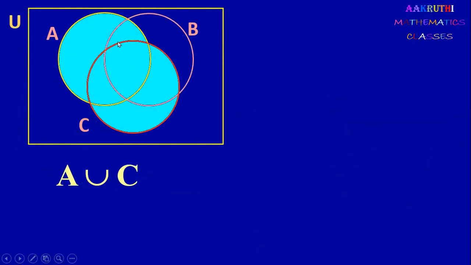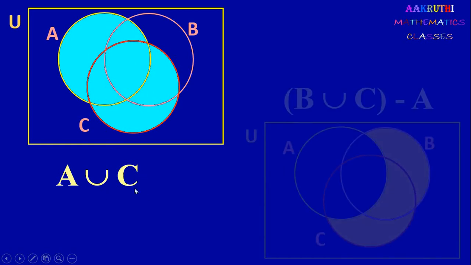Now what is this part? Here we have full A and full C. So this is A union C. It is A and C together. It is A union C. So this shaded region represents A union C.